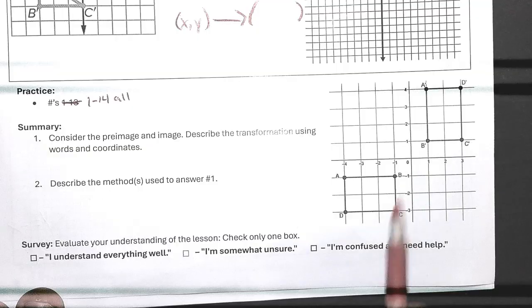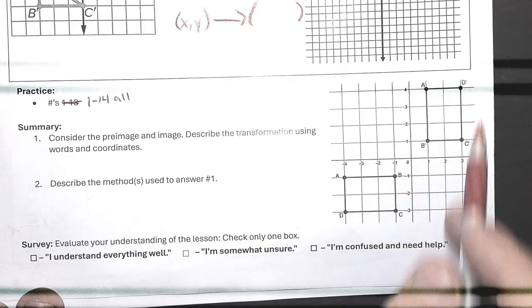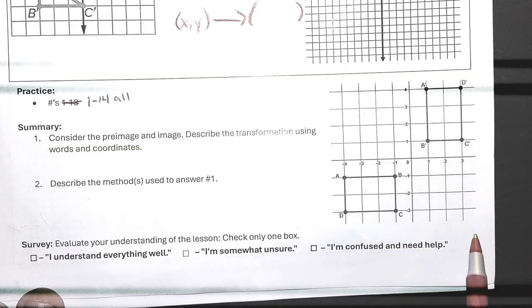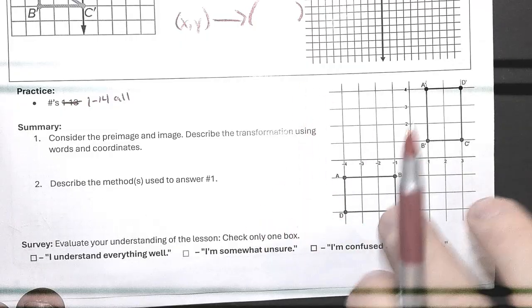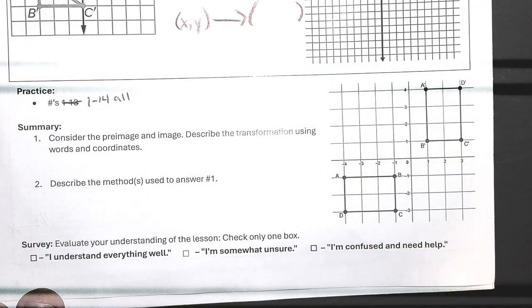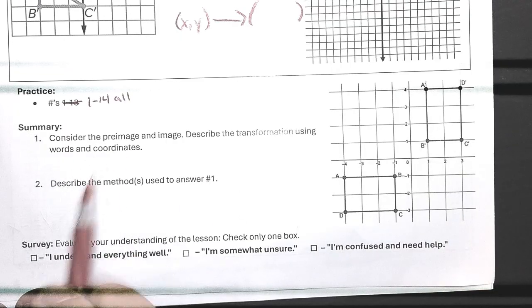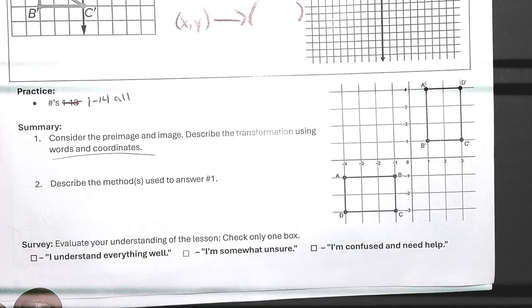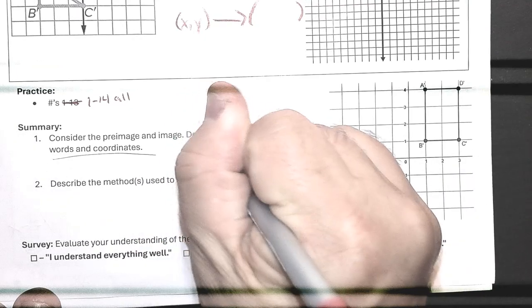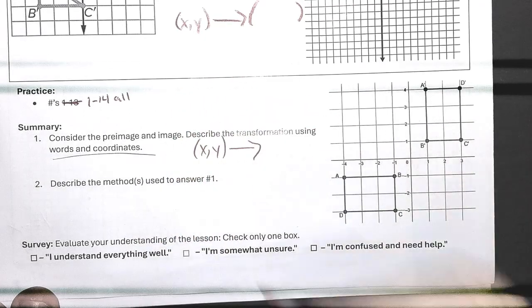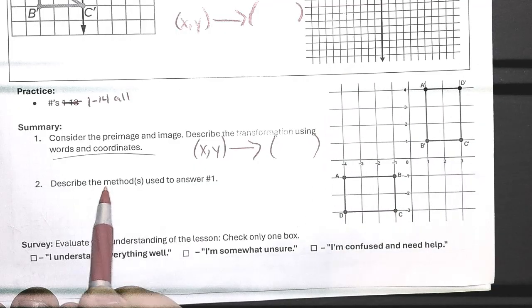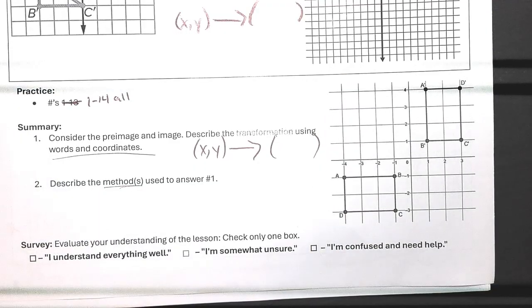So again, you guys plot those points. It's pretty obvious it's going across this line, and it reflects that way. I know that's a little weird, but plot the points and describe it using the coordinates. What do the coordinates do? X comma y is doing what? And then the method, describe the method that you used.